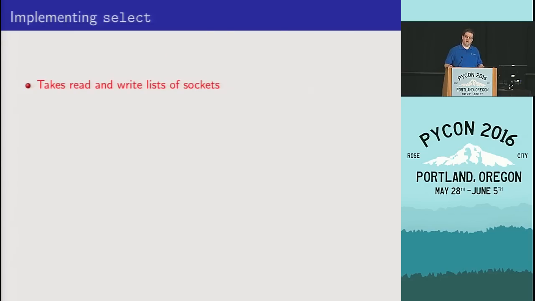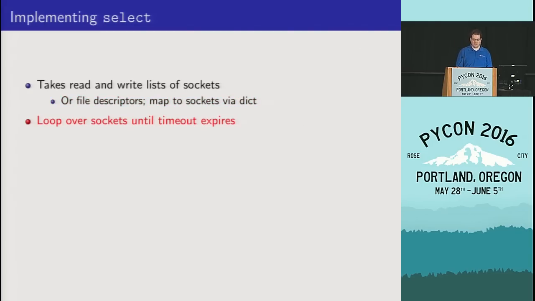So with that in mind, how do we implement select? We need to take a read and a write list full of sockets, or file descriptors. We have a mapping of small integers back to sockets. We loop over them until our timeout expires. We don't have a scheduler, and we literally do have nothing better to do, so we busy loop. We call a function on our socket implementation, read ready or write ready.